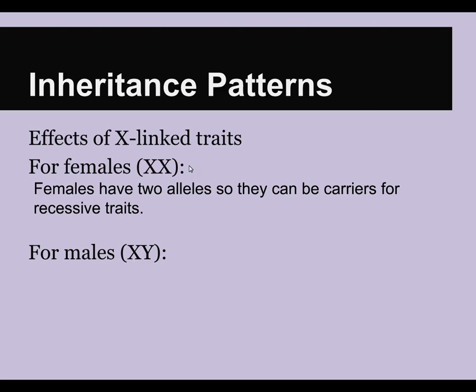Most of the X-linked traits that we'll talk about cause diseases and disorders. Hemophilia is a good example. If one of her alleles is recessive, meaning it would code for hemophilia, the dominant trait will take over, and therefore the female will not exhibit hemophilia. So they won't have it. They'll be a carrier for it, but they won't actually have it.